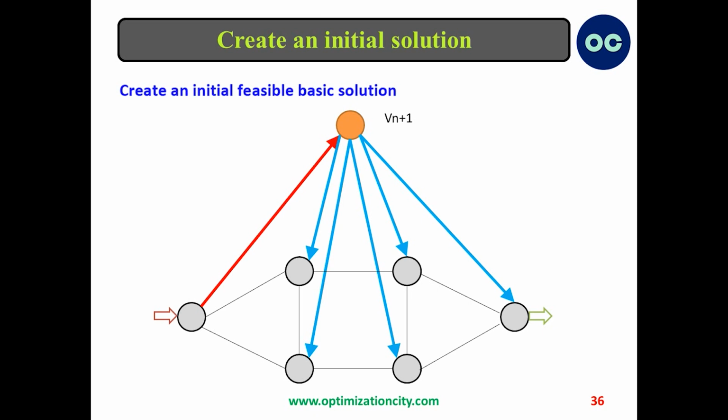Next, we apply the simplex method to this network until the value of the objective function becomes 0. Once we reach this point with the objective function of 0, we have obtained an initial basic solution. We can proceed with the simplex method using this solution as a starting point.